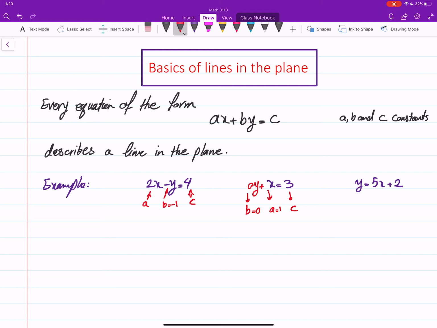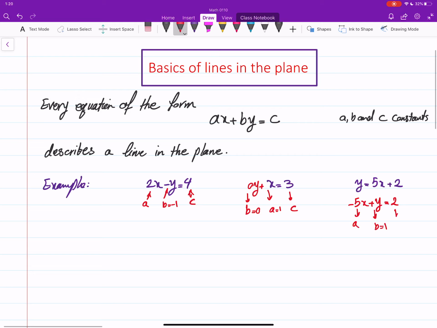For y equals 5x plus 2, we can rearrange the equation and write it as -5x plus y equals 2. Then you see that a is -5, b is 1, and c is 2. So all of these equations will give us a line in the plane. But how? What is the process?